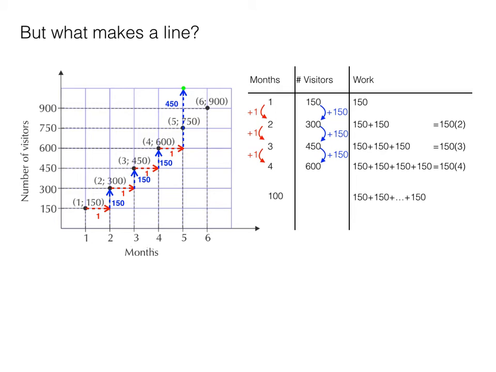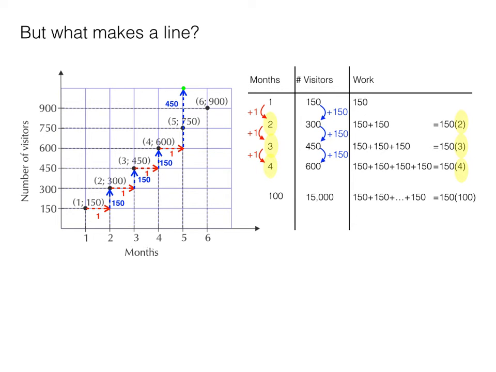So we know for 100 it's going to be 150 times something, but what? Well, what's changing here and what's staying the same? What's staying the same is it's 150 times something. What's changing is what that something is. So that has to depend on our independent variable, the number of months. So let's try to match those up. We have 150 times 2 when it was 2 months, 150 times 3 when it was 3 months, 150 times 4 when it was 4 months. So for 100 months, it should be 150 times 100.